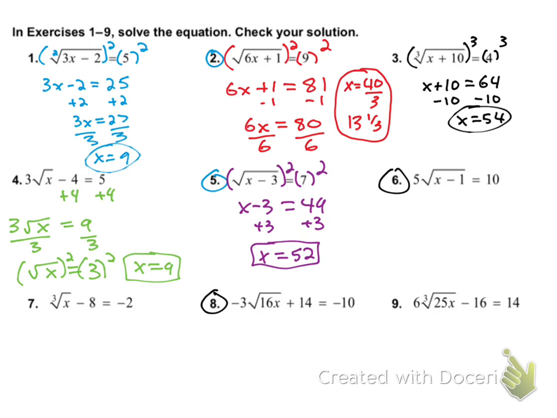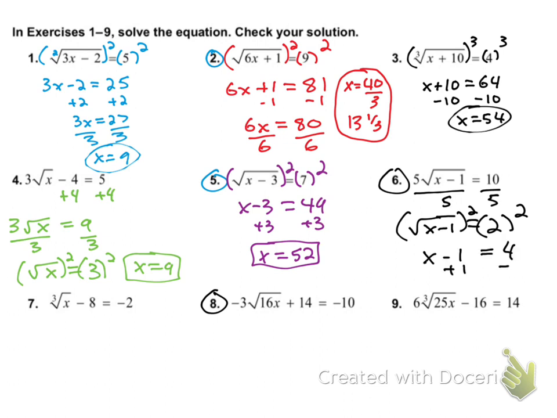Number 6, we have to divide by 5. Square root of x minus 1 equals 2. Square both sides. X minus 1 equals 4. Add 1. X equals 5. I don't know why I wrote that. It should be a negative or plus regular coefficient, like the negative 1.